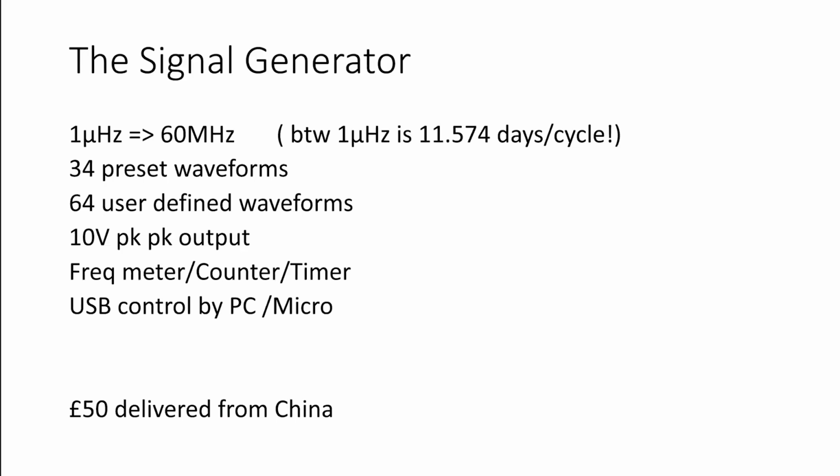Now, just for those that are doing the sums, 1 microhertz is 11.5 days per cycle, so it's a very, very slow waveform. It has 36 preset waveforms, and you can define 64 different user waveforms. It'll give you an output voltage of 10 volts. It'll also include a frequency meter, a counter, an event counter, and a timer, and you can control it via USB from either a PC or a microprocessor. And at the time, it was about £50 delivered from China. I don't know what the price is now.